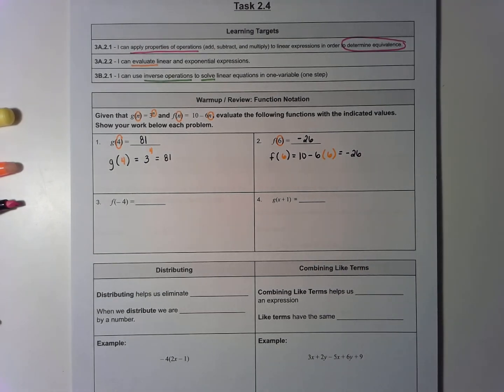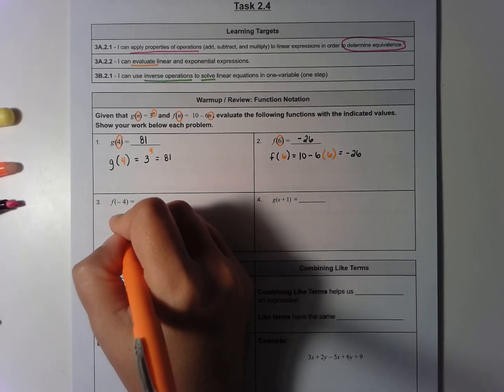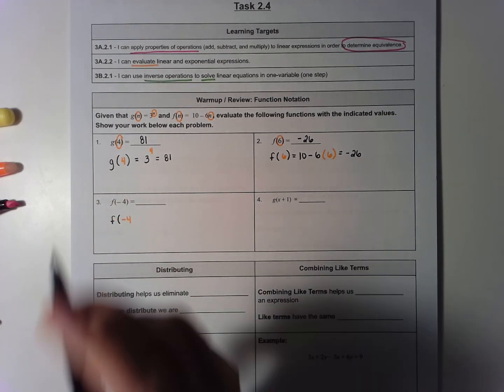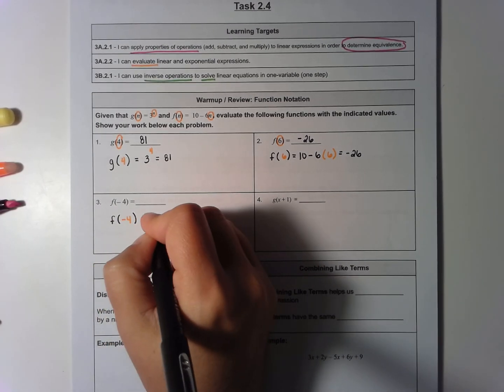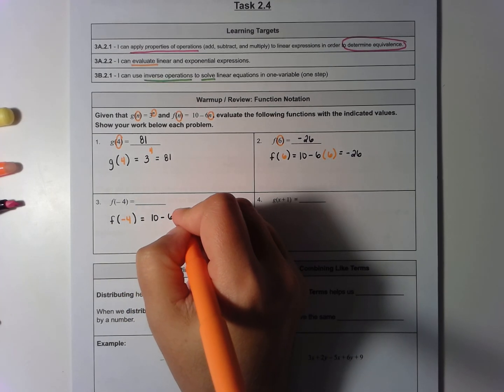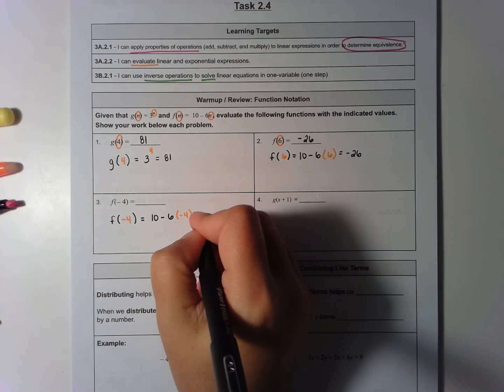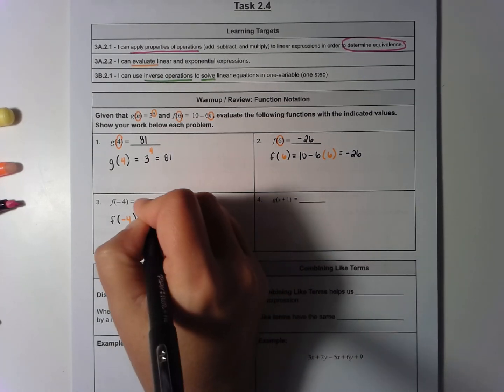Next, we're going to have f of negative 4. So I'm going to go back to my f of n function, and I'm going to replace all of the n's with negative 4. F of negative 4 is equal to 10 minus 6 times negative 4, which means I'm going to type that into my calculator, and I'm going to get 34.